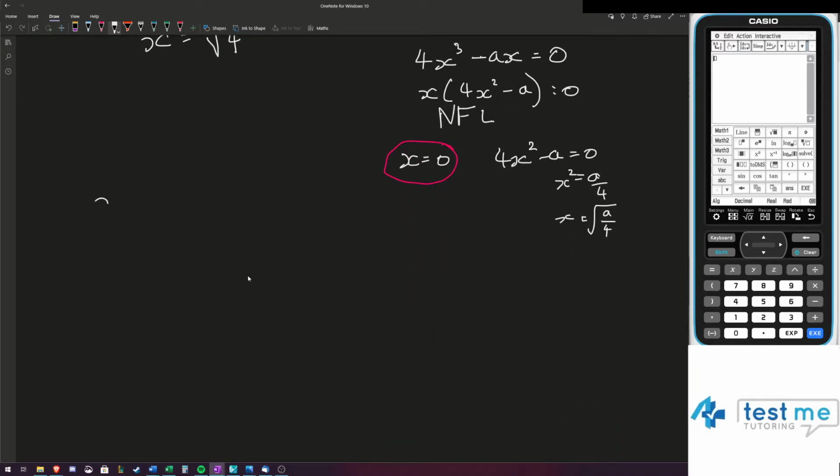Now what we do is we have a definite integral.